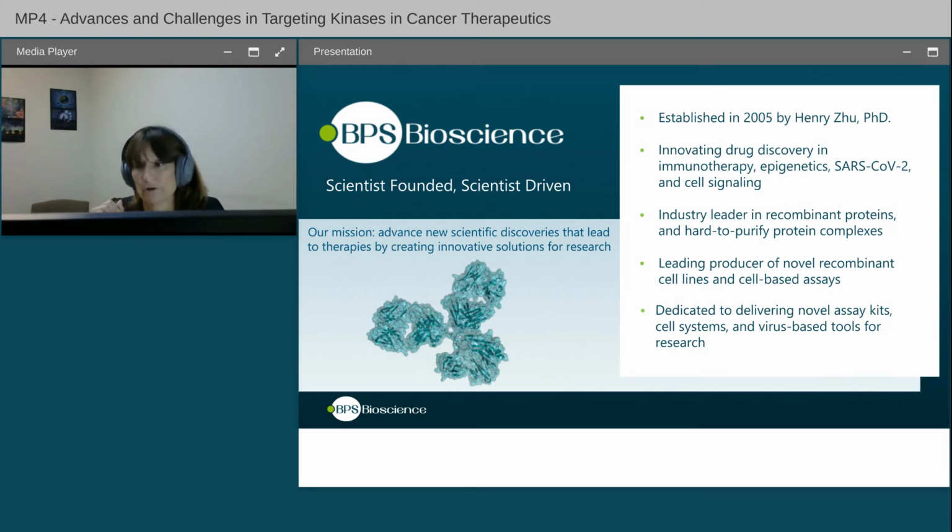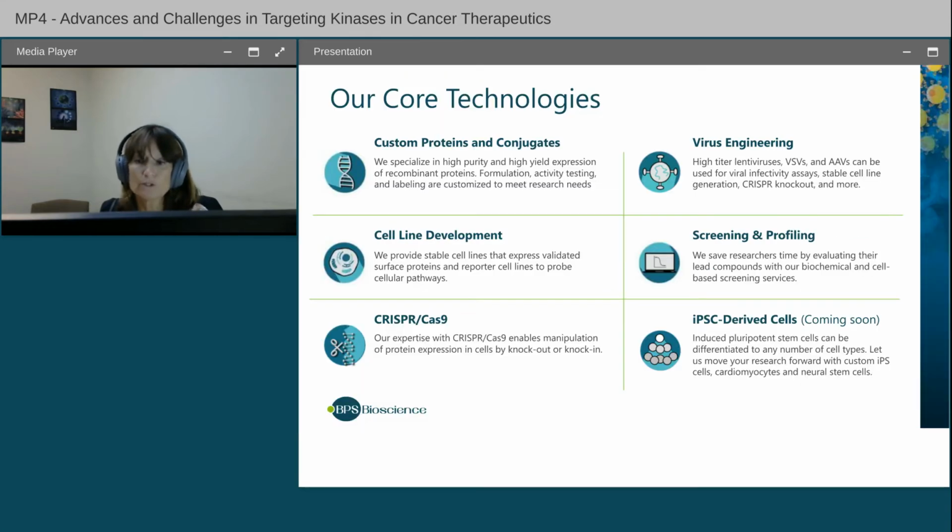We are an industry leader in recombinant proteins and hard-to-purify complexes. We're also a leading producer of recombinant cell lines and cell-based assays. We're dedicated to delivering novel assay kits, cell systems, and virus-based tools for research. Our core technologies are summarized here. We can provide custom proteins and conjugates. We specialize in high purity, high yield expression of recombinant proteins. Formulation, activity testing, and labeling can be customized to research needs.